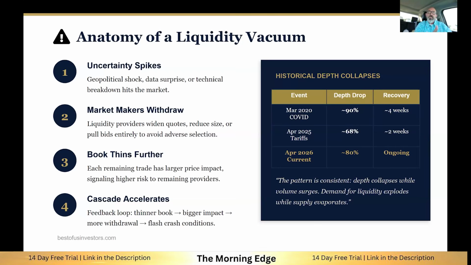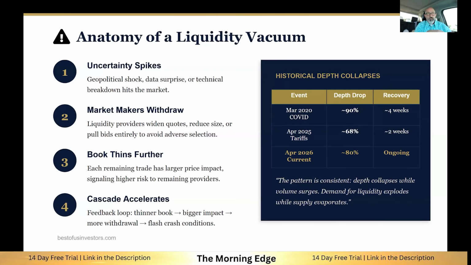And that's why you've seen the VIX in the chop bucket for so long now. When books thin, this means larger price impacts. You can see single higher risk in remaining providers. Here's the problem: cascade acceleration. It's a feedback loop. You get a thin book, bigger impact, more withdrawals, flash crash conditions. And yesterday was basically a flash crash.